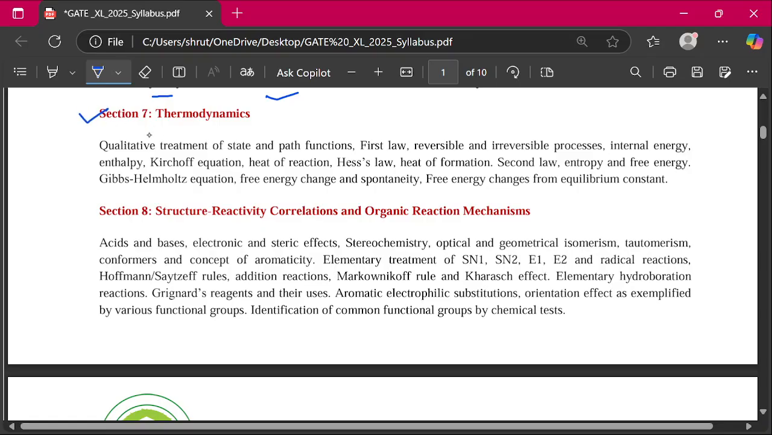Then in section 7 we have to study thermodynamics, in which we have to study the qualitative treatment of state and path functions. Then first law, reversible and irreversible processes, internal energy, enthalpy, Kirchhoff's equation, heat of reaction, Hess's law, heat of formation, second law, then entropy and free energy, then Gibbs-Helmholtz equation, free energy change and spontaneity. Free energy changes from equilibrium constant.